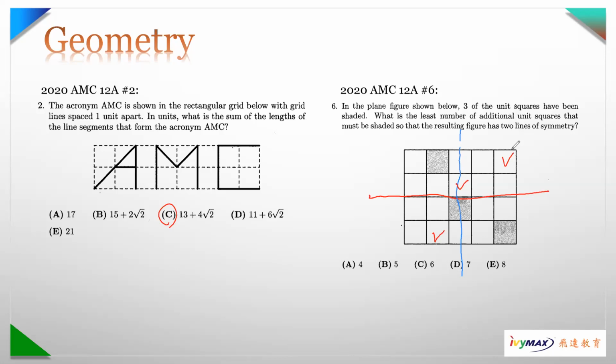For the vertical line of symmetry, this part has been shaded on the right corner, so the left corner has to be shaded as well, right? And this part has to be shaded. Similarly, this one has to be shaded, and this one has to be shaded, right? So we sum them up, and there should be 7 additional squares that need to be shaded.